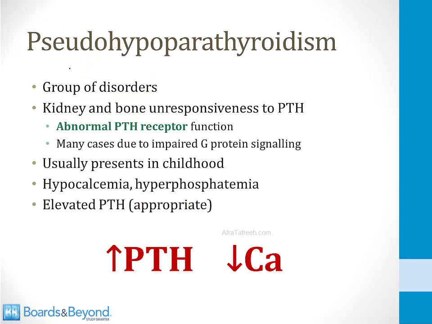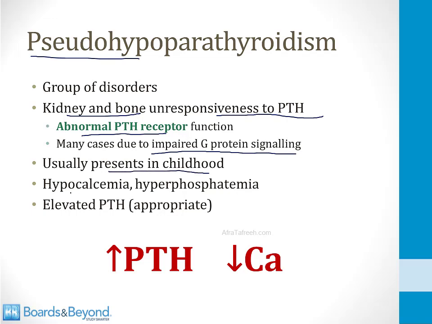The last disorder I'll discuss is a rare group of disorders known as pseudohypoparathyroidism. These are disorders where the kidneys and bones are unresponsive to parathyroid hormone. This is due to abnormalities of the parathyroid hormone receptor and its normal functioning. Many cases have been described due to impaired G protein signaling after parathyroid hormone binds to its receptor. These disorders usually present in childhood with hypocalcemia and hyperphosphatemia, and the parathyroid hormone level will be elevated.